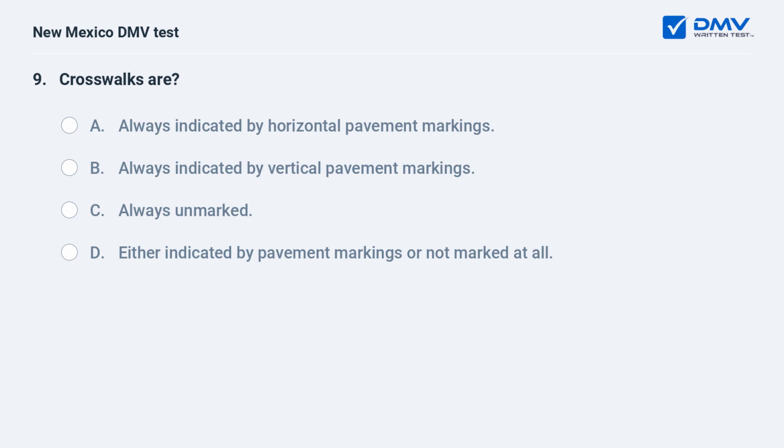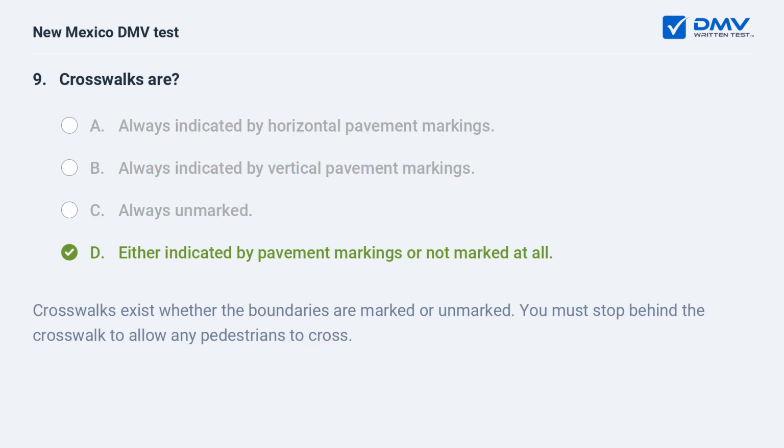Crosswalks are A. Always indicated by horizontal pavement markings. B. Always indicated by vertical pavement markings. C. Always unmarked. D. Either indicated by pavement markings or not marked at all. Crosswalks exist whether the boundaries are marked or unmarked. You must stop behind the crosswalk to allow any pedestrians to cross.